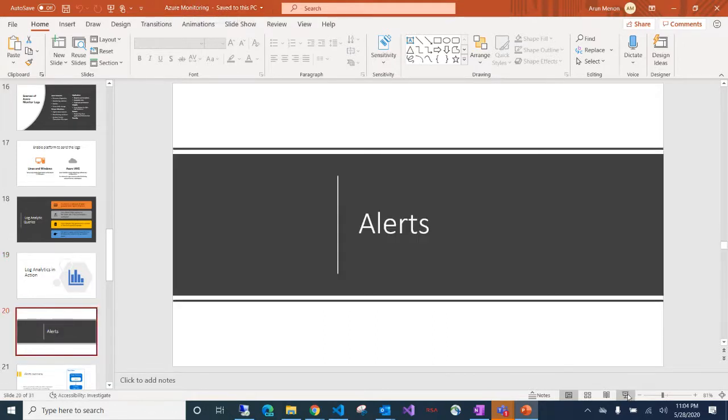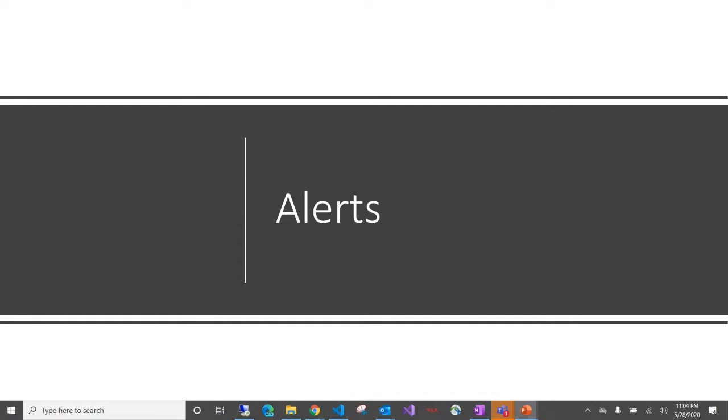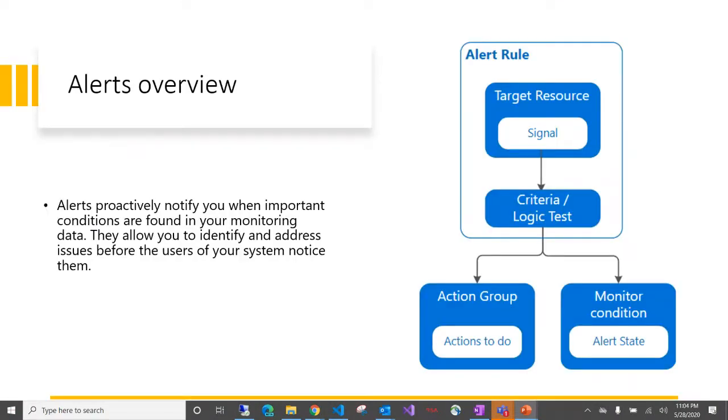So by saying that, we'll just move on to the next section, which is called alerts. So this is what alerts are. As you can see, alerts are something, as the name suggests, which we can use proactively to notify you when important conditions are found in your monitoring data. For creating an alert, there are three separate individual components. First, you need to create an alert rule, which will have a target resource. By target resource, I mean any Azure resource which you can connect.